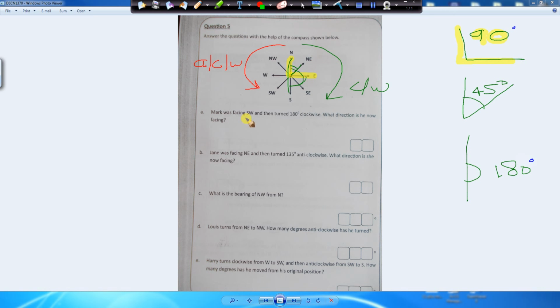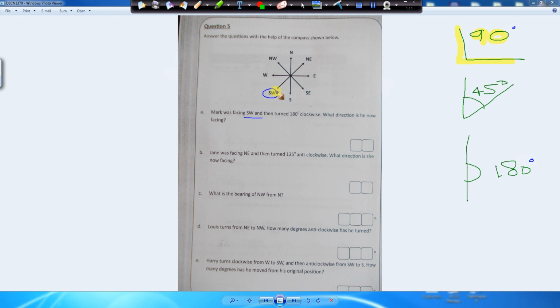It says Mark was facing southwest. I'm going to rub this out because it's a bit confusing otherwise. Let's make it nice and clean, and then we do each question individually. Here we go. Bismillah. So Mark was facing southwest.